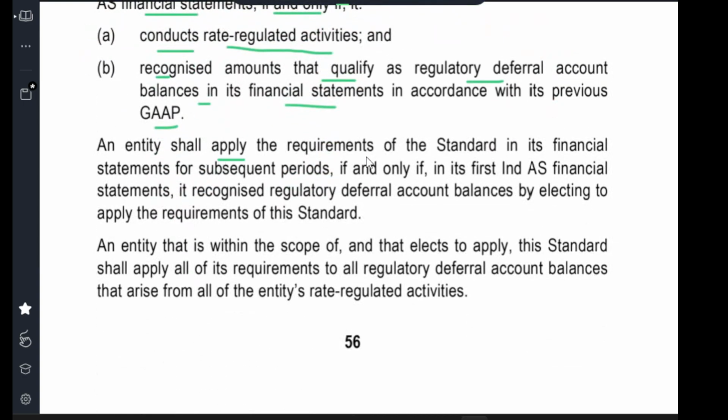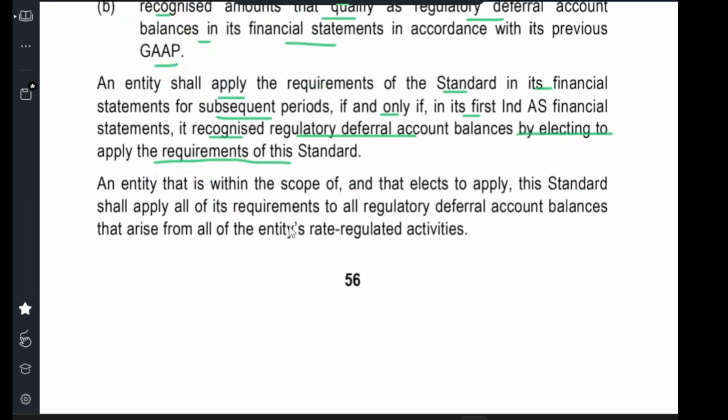The entity shall apply the requirement of the standard in its financial statements for subsequent periods, if and only if the first Ind AS financial statement has recognized regulatory deferral account balances and elected to apply the requirement of this standard. So when would it be recognized? When and only if the first Ind AS financial statement has recognized it. Then after, subsequent periods need to be recognized.